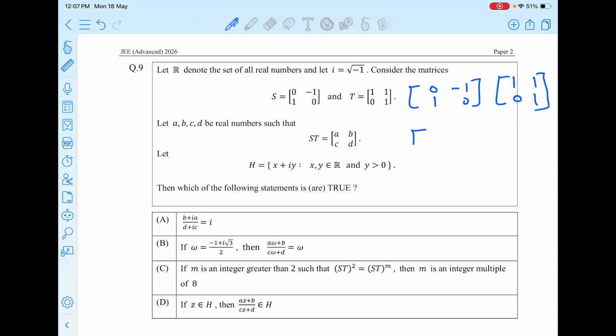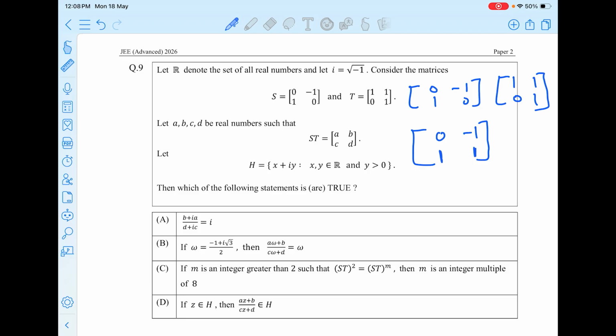So when you multiply, what will you get? 0 into 1 minus 1 into 0, so that will be 0. This will be minus 1. Here you will get 1 and 1. Okay, so you will get this as ST. If this is ST, after that you have to just go option by option.